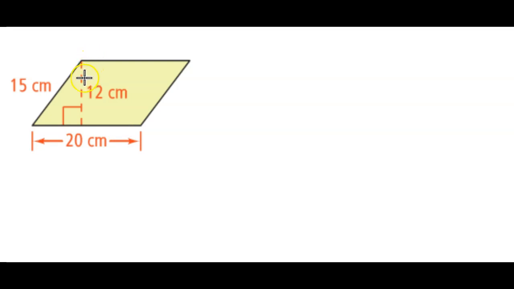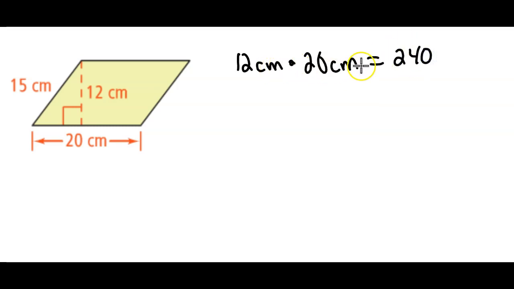So for the area, we're going to say 12 times 20. This is 12 centimeters times 20 centimeters, which is going to be 240. And notice, centimeter times centimeter, treat that like a variable almost. x times x would give you x squared. Centimeter times centimeter is going to be centimeters squared.